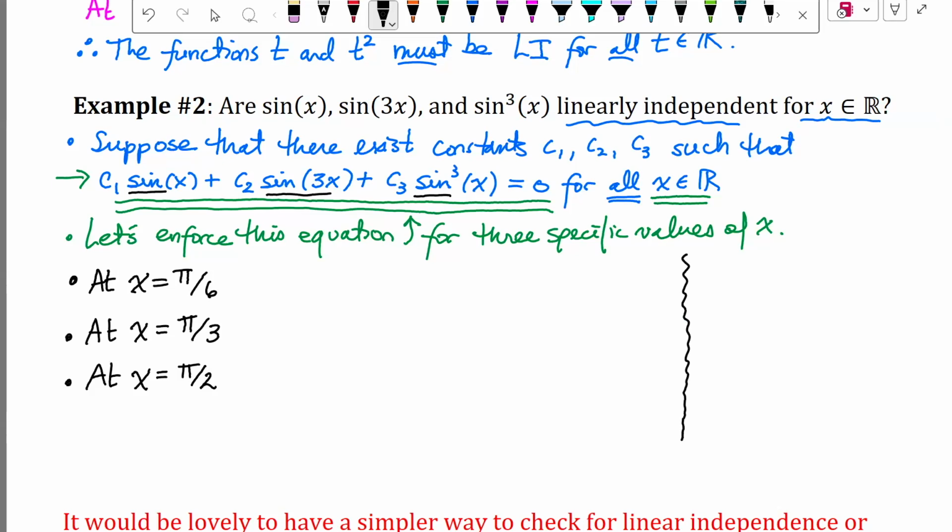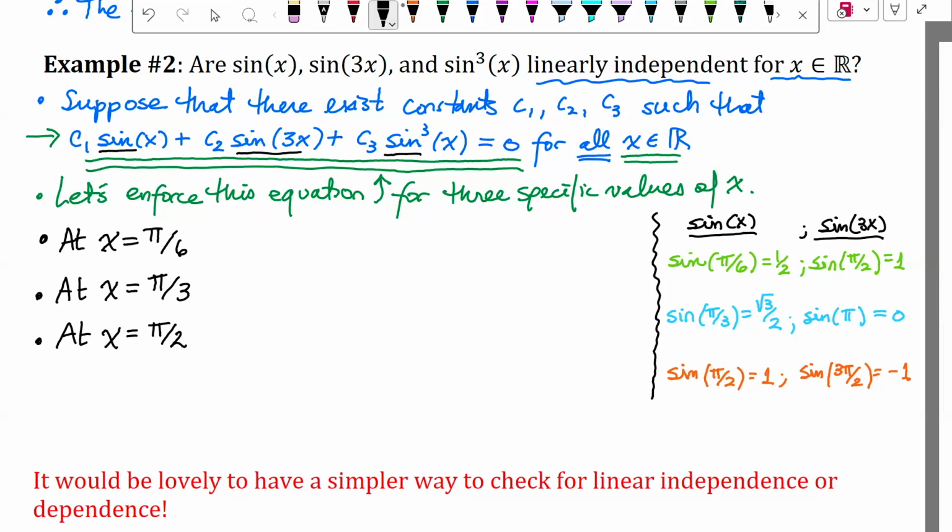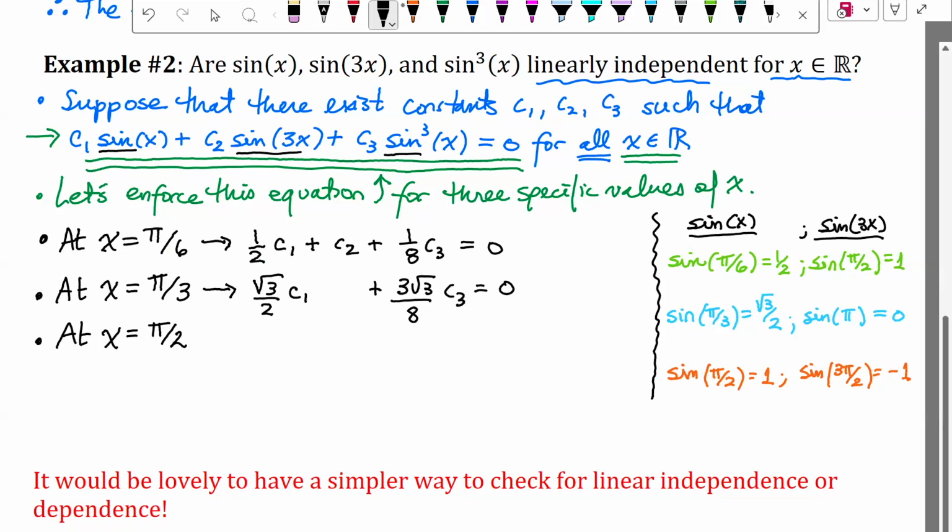So over on the right, I'm going to just write down the values of sine x and sine 3x evaluated at those points. So my equation at pi over 6 collapses to 1/2 c1 plus c2 plus 1/8 c3 equals 0. My equation at x equals pi over 3 collapses to root 3 over 2 c1 plus root 3 times 3 over 8 c3 equals 0. And at x equals pi over 2, my equation collapses to c1 minus c2 plus c3 equals 0.